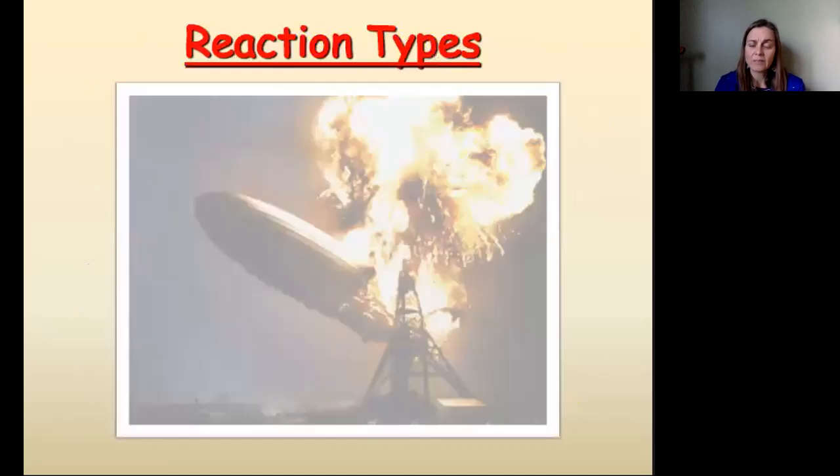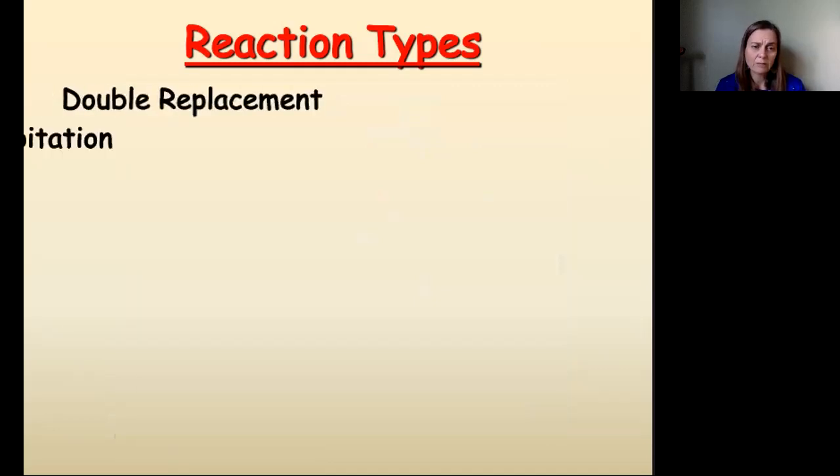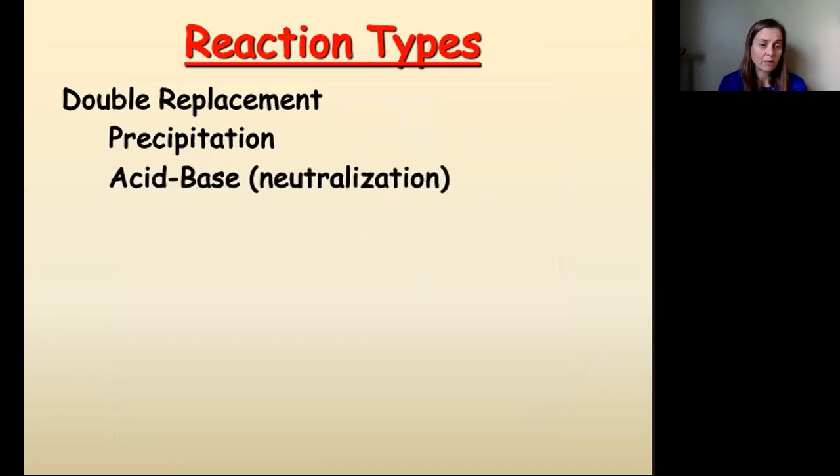So we have 6 reaction types. When we classify reactions into their types, we can find patterns that are going to help us predict the products of the reaction. So those reaction types, we have 2 kinds of double replacement reactions. We have precipitation reactions that make a solid and an aqueous solution from 2 aqueous solutions. We have neutralization reactions where we combine an acid and a base and we get water and a salt.